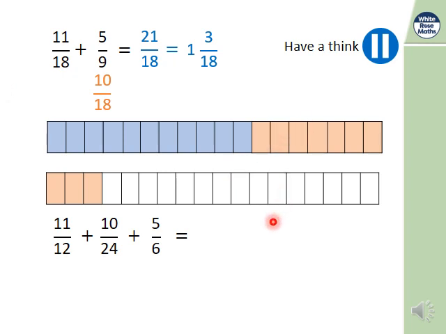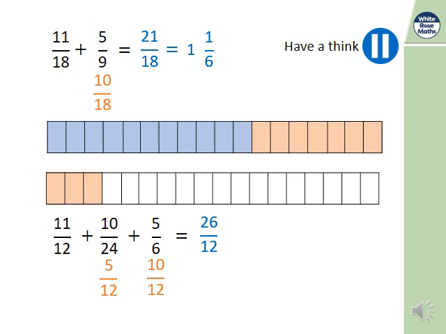Let's have a look at the second question. We had 11/12, add 10/24, add 5/6. And again, we had to think which of these numbers would we have had to change our denominator to. Now we could have changed them all to 24ths. We could have maybe changed them to 12ths by dividing by 2. We could have changed our 10/24 to 5/12. And to do that, it would have looked like 11/12 and 5/12 and 10/12. Now if you didn't do it this way and you changed them to 24ths, that's absolutely fine.